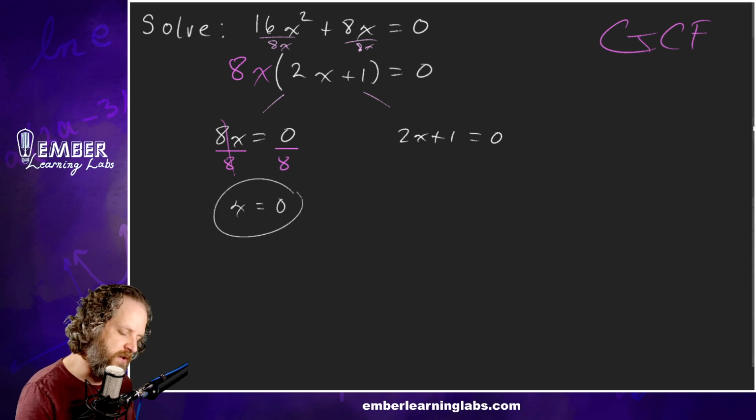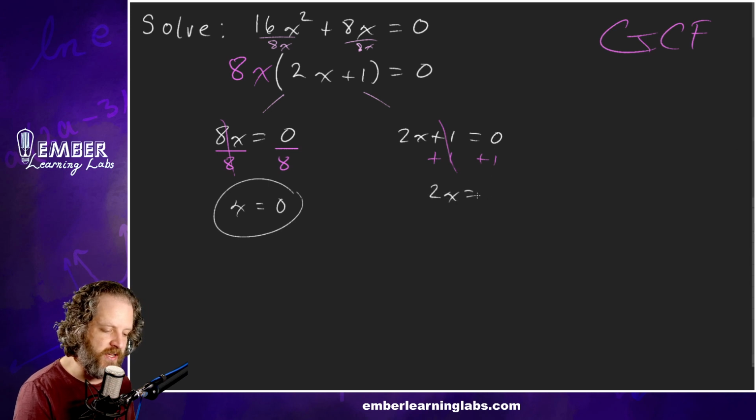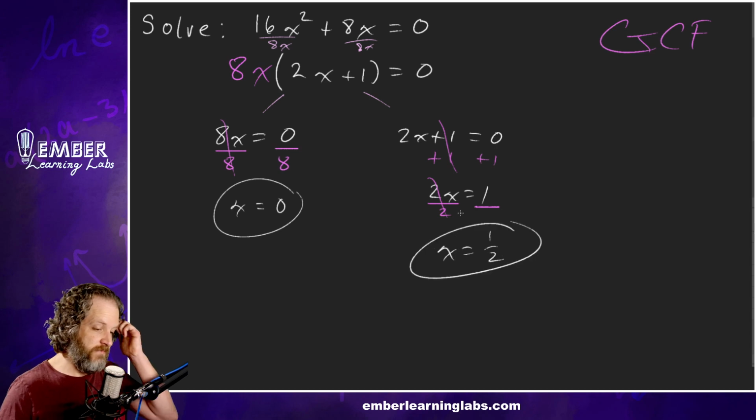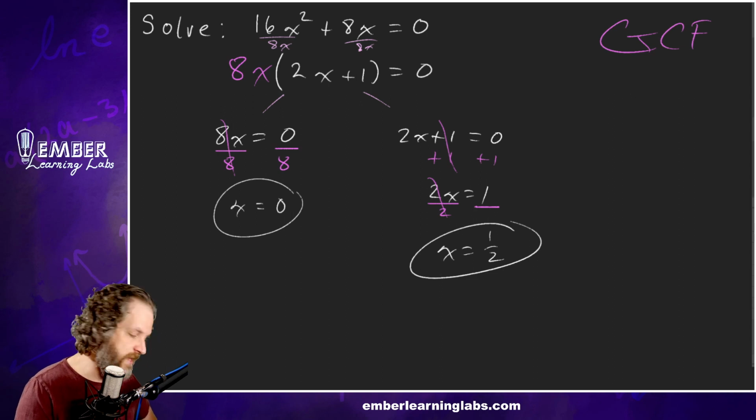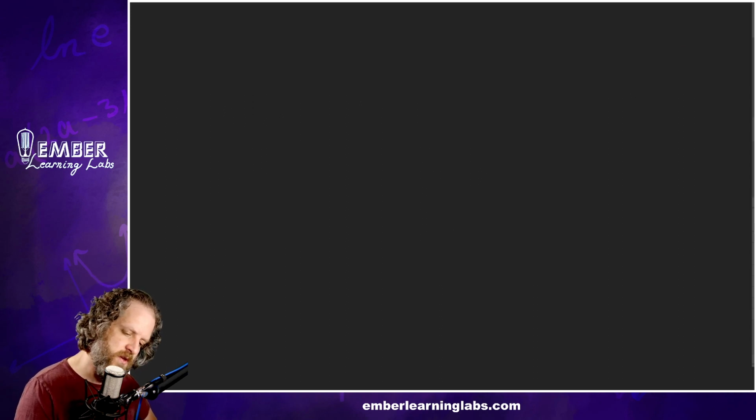Let's solve this one over here. We're going to add 1. That cancels. Then we've got 2x equals 1. And then we divide by 2 on both sides to get rid of that 2. So x equals 1/2. It's that simple. Easy peasy. Let's do a handful more examples, and then we're going to be through.